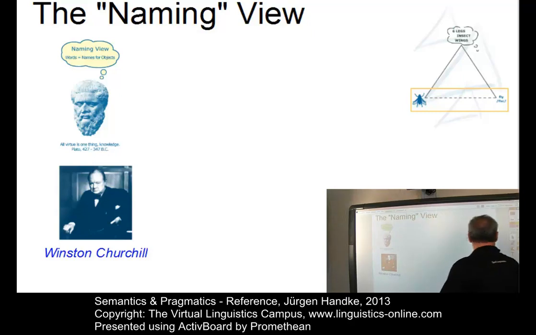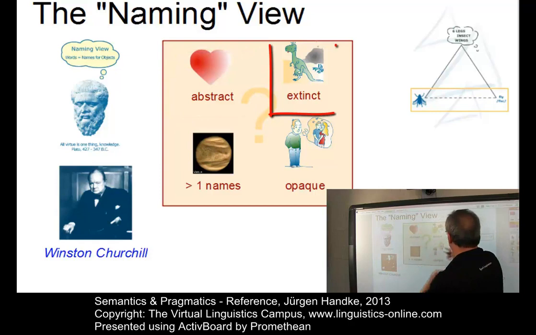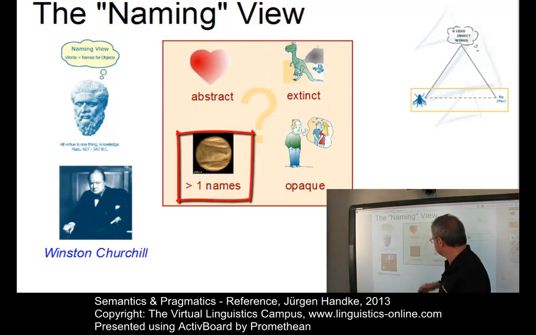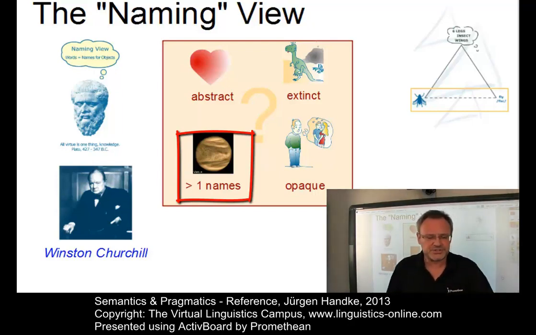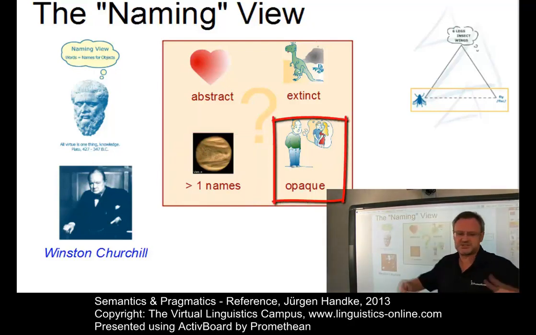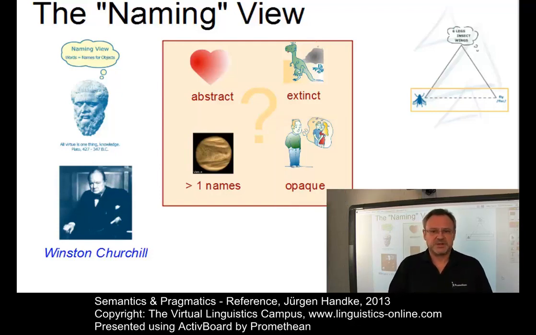These difficulties concern abstract objects such as love, extinct objects such as dinosaur, where we do not have a referent anymore, objects in the real world that have several names, such as the planet Venus, which can be referred to as morning star or evening star. And then opaque contexts such as John knows that Bill wants to kiss Mary. Thus, we need a more sophisticated view that relates words and entities.